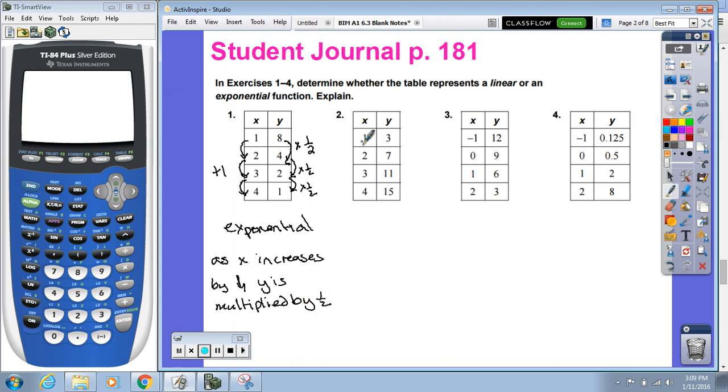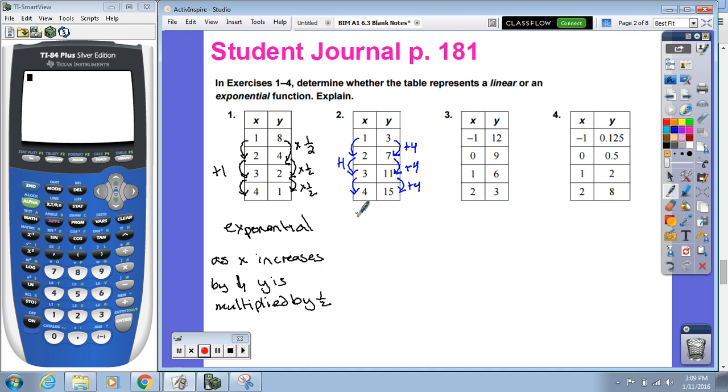Now let's look at number 2. On number 2, once again, x is going up by 1. So every single one of these, x is going up by 1. Now, if we look at this one, there's not anything we can multiply to get here, but we can say that y is adding 4 each time. So it is adding 4.